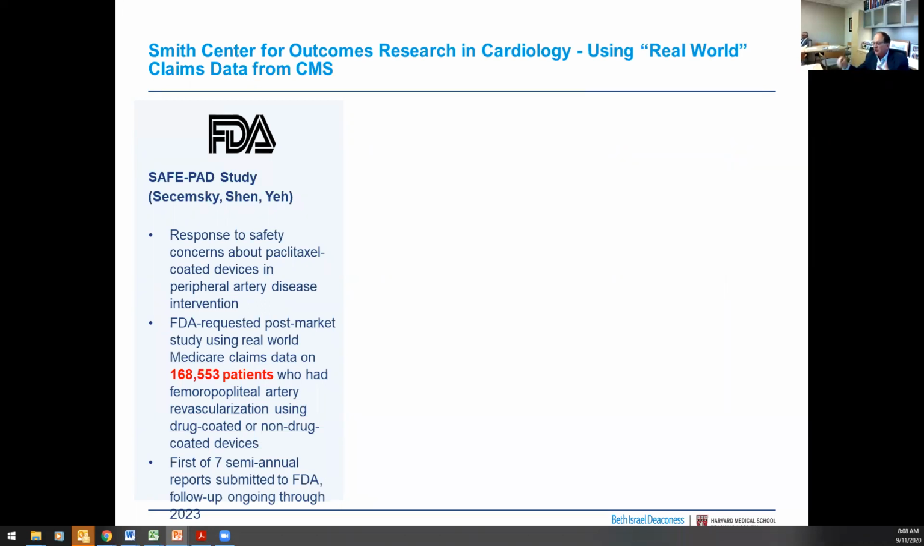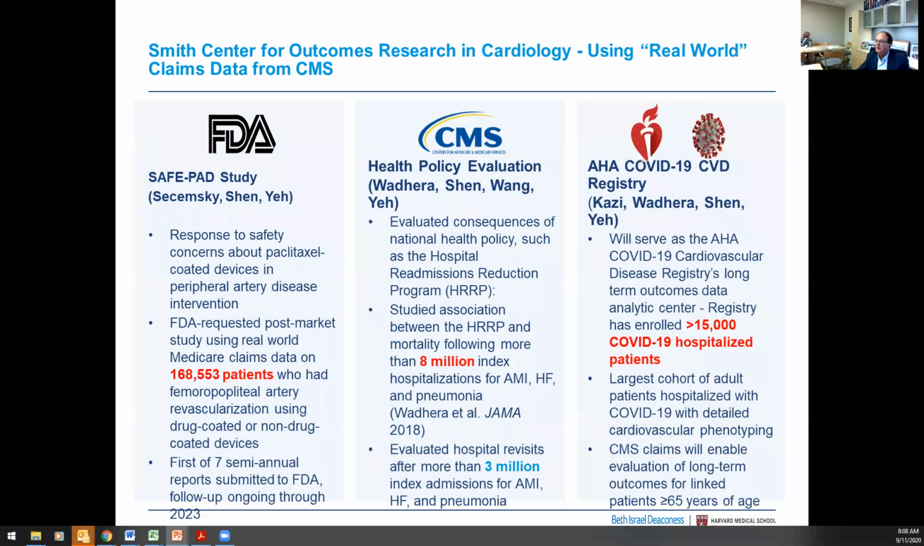I'm going to show some examples from the Smith Center, for example, Eric Sezemski and Cheng Yu Shen and Bobby are working with 168,000 patients who have undergone a variety of interventions, in this case the SAFE PAD study, and this is work with the FDA to look at outcomes in those individuals.